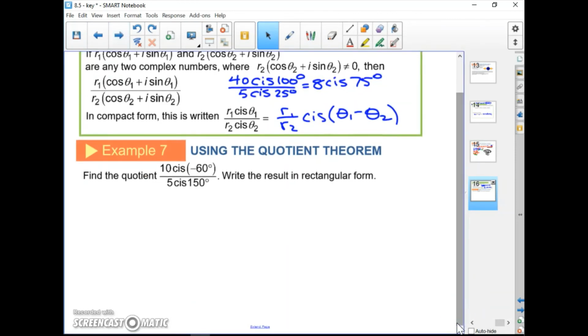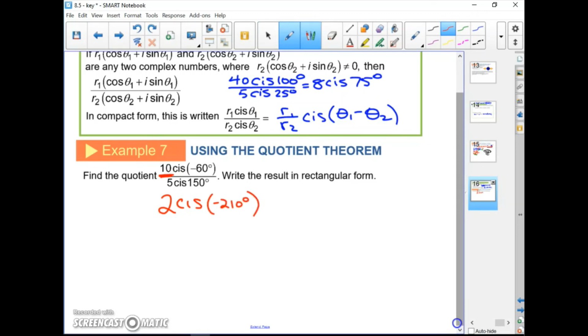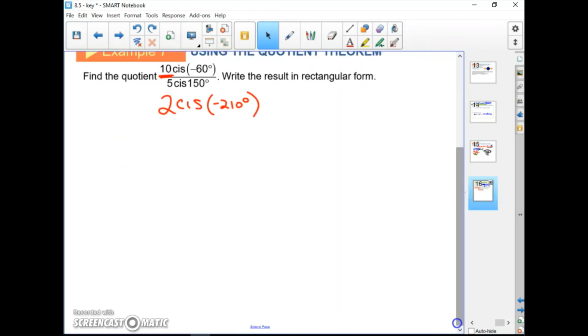Example 7 uses the quotient rule to divide two vectors. We can see 10 divided by 5 is equal to 2. And then we're going to subtract the angles. Negative 60 minus 150 is negative 210. So we have 2 cis negative 210 degrees.